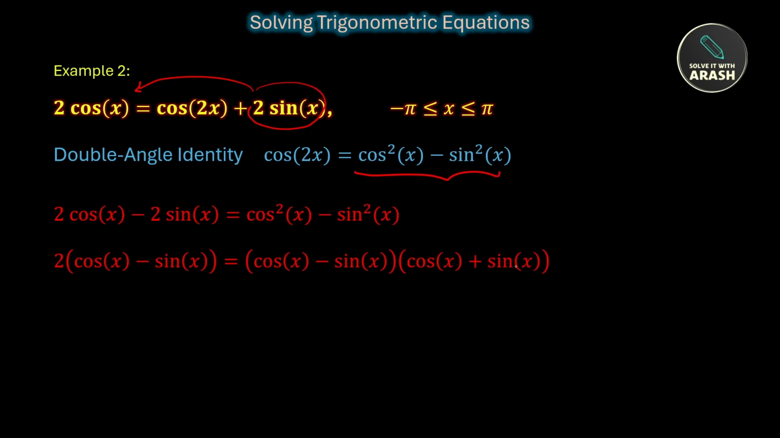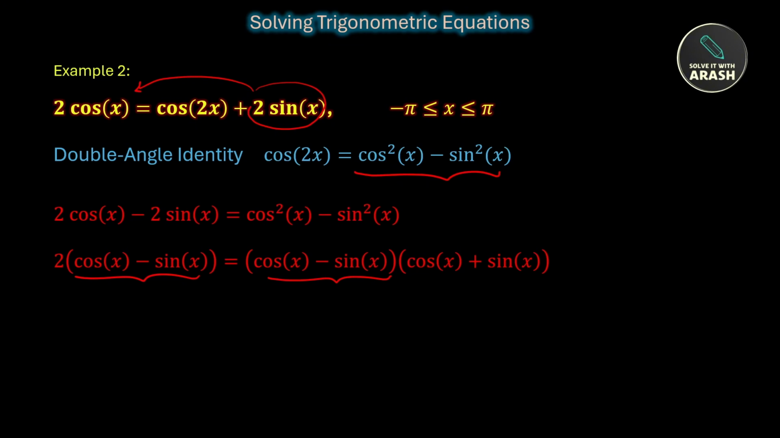Now in this stage, lots of students are tempted to cancel cosine x minus sine x from the two sides, which kind of makes sense because they are the same factors and both sides of the equation are factorized. So why not cancel these two? Here's the thing. If you cancel this common factor, you're going to miss a set of answers. So do not cancel common factors.